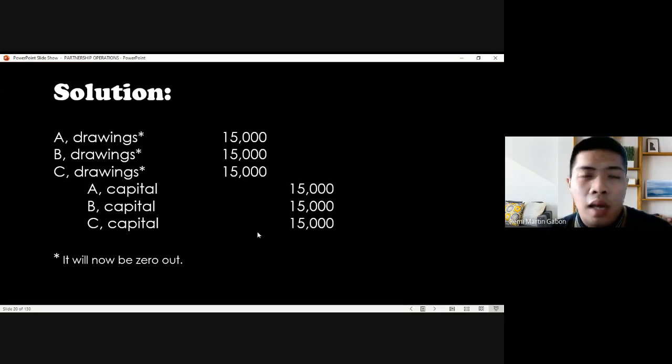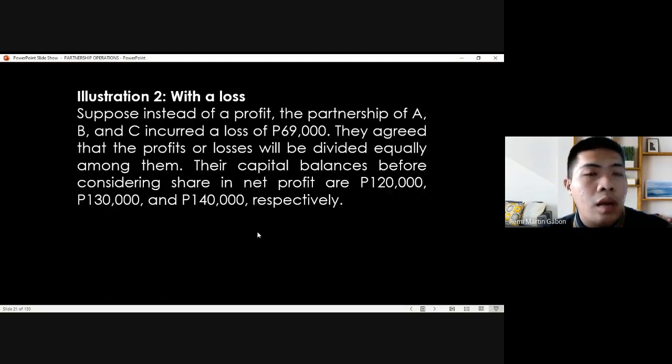It's just the same scenario. Parang the previous presentation, diretso credit sa capital account. Dito dumaan muna sa drawing, then i-credit naman sa capital account. The effect is that the drawing account with credit balance, pag dinebit, closing to capital account, na-zero out. Yung effect parang the same pa rin if directly charged to capital account. Okay? Next, with a loss.